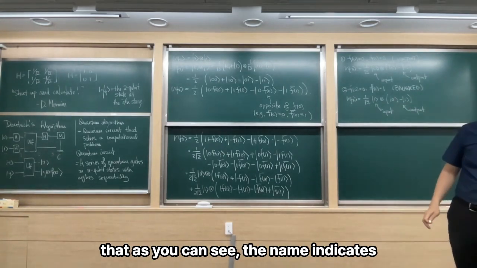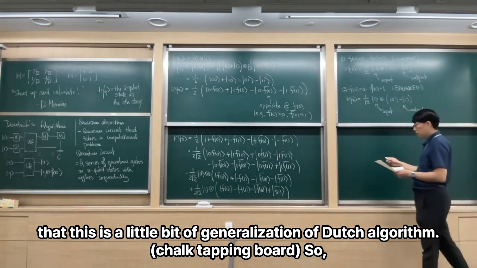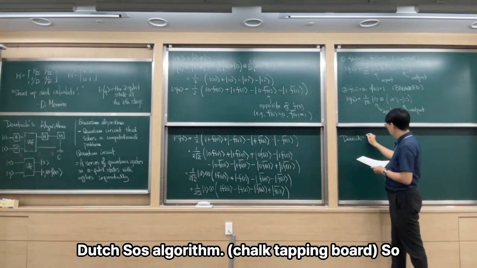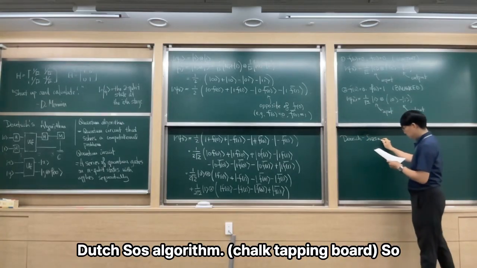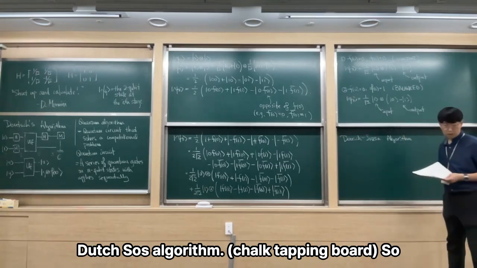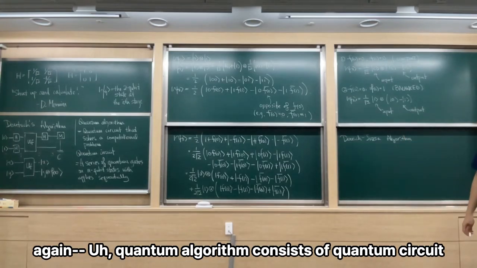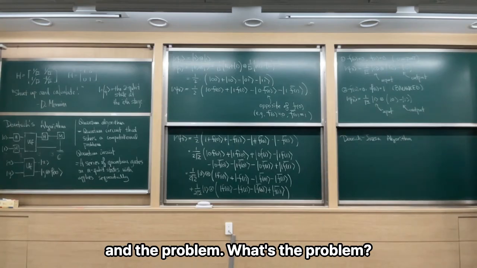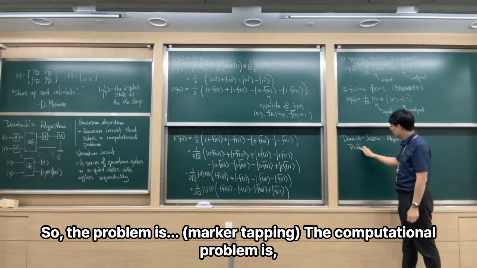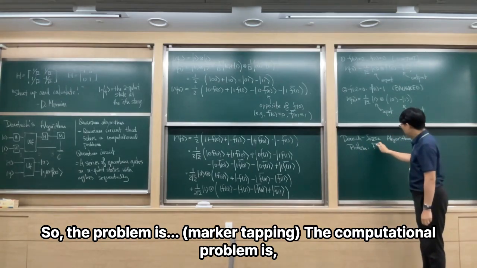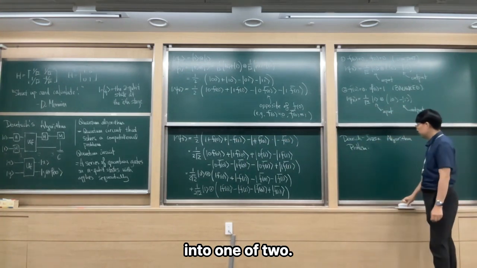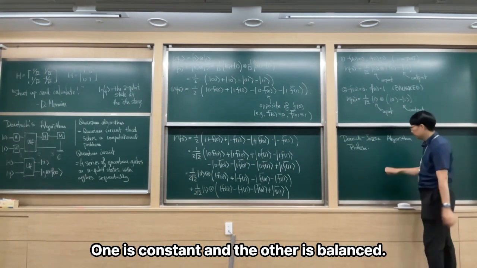As you can see, the name indicates that this is a little bit of a generalization of Deutsch's algorithm. So again, a quantum algorithm consists of a quantum circuit and the problem. What's the problem? The computational problem is to classify the given function into one of two: one is constant, the other is balanced.